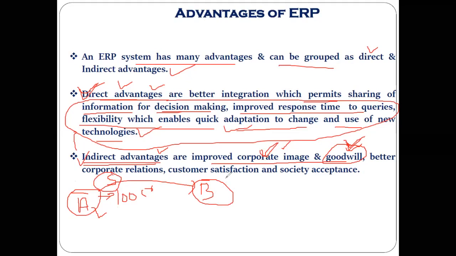And B company is ready to buy this company. The owner of the B company is ready to buy this A company. Now the market value of this company is 100 crore. Okay, market value is how much? 100 crore.